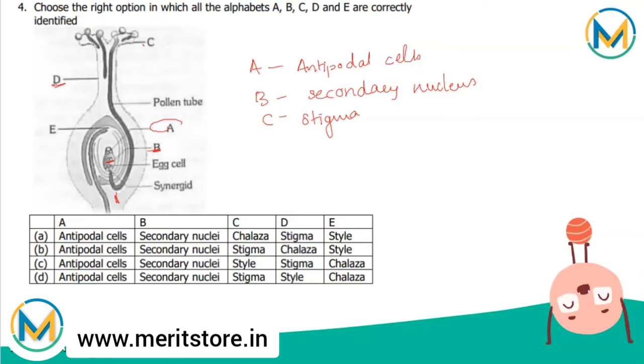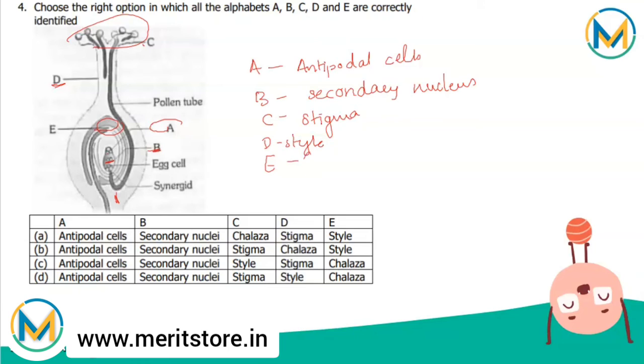Then look at D, this part. This is style. The style is a structure found within the flower. It is a long cylindrical stalk that connects the stigma and the ovary. The stigma is at the top of the style, a sticky platform where pollen is deposited.